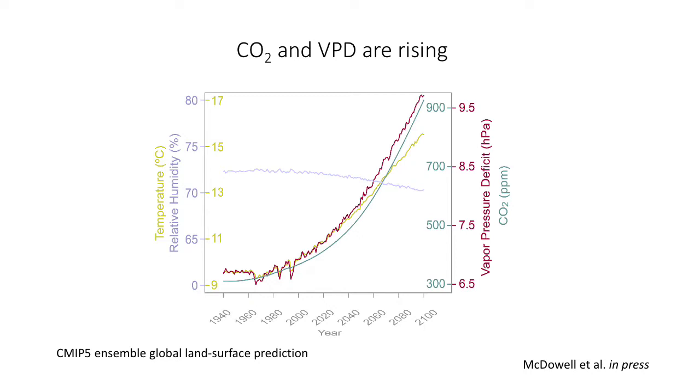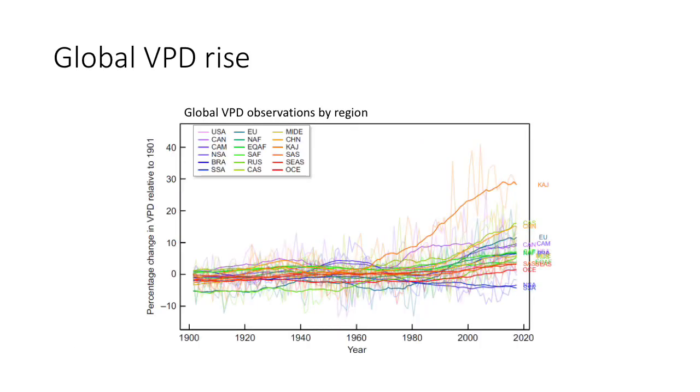Here you can see CMIP5 Ensemble Global Land Surface Predictions of rising CO2, the blue line, rising temperature, which is obviously dependent on that rising CO2, the green line, and the subsequent rise in vapor pressure deficit that is in lockstep with the rising temperature and CO2. Notably, VPD is dependent on both temperature and humidity, and therefore the relatively non-trend in humidity shown here has very minimal effect. Therefore, the rise in VPD is almost exclusively due to rising temperature.